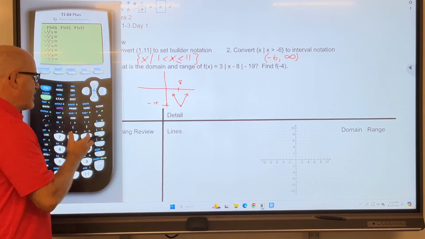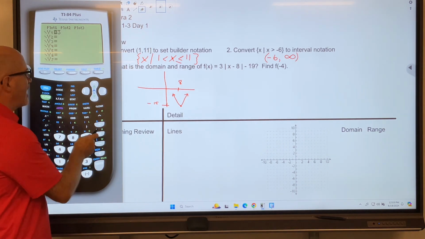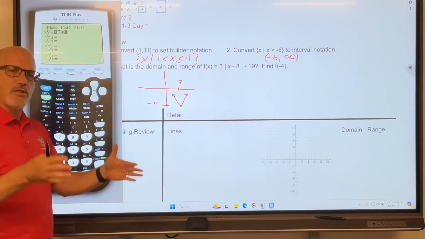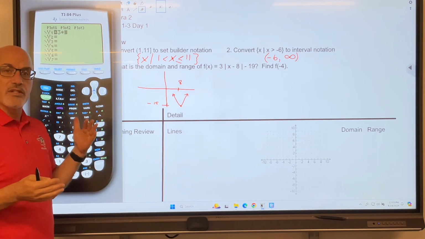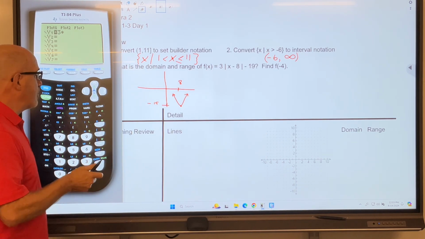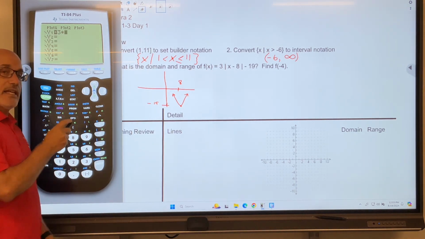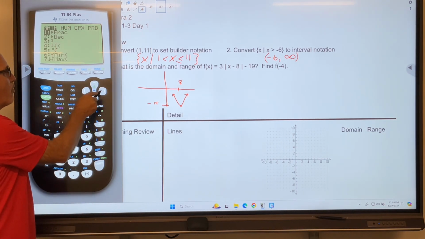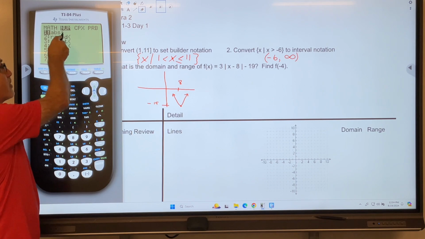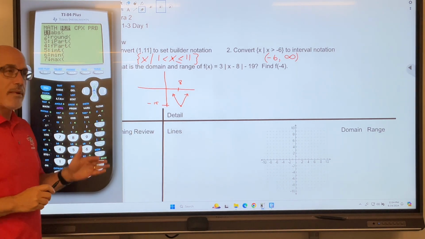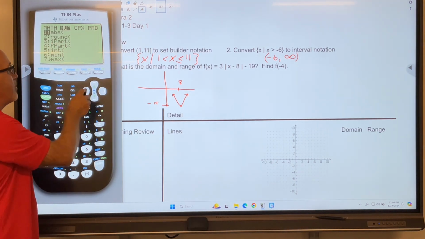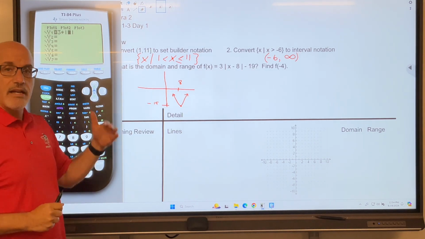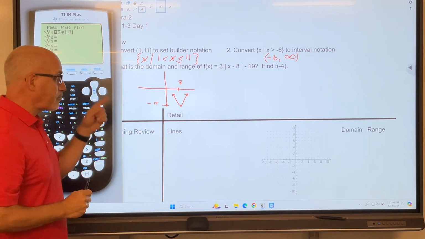equation. So we're going to take 3, and you could put times if you want to. You don't have to. If you leave it just 3 with an absolute value next to it, the calculator knows it's multiplication between those two. Now where you find the absolute value, you've got to go to your math menu, hit the right arrow to go under number, that number menu, and then absolute value, that's your first one there.